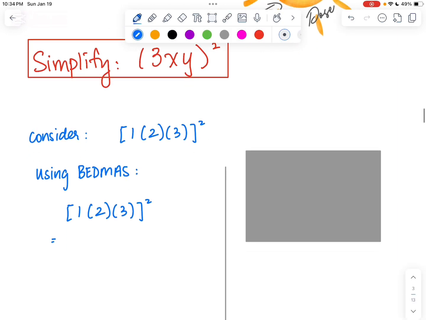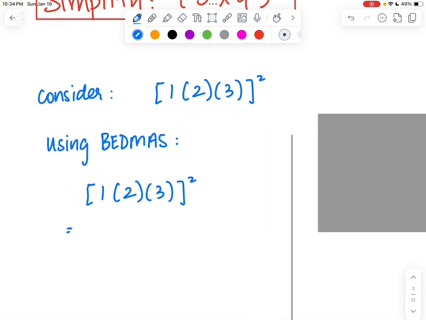Now we know that we should be using BEDMAS anytime we want to simplify. So if I were to use BEDMAS, I'd start with the brackets. So 1 times 2 times 3 is 6. I get 6 squared. Square the 6, and I get 36. So I know my answer for sure is going to be 36.